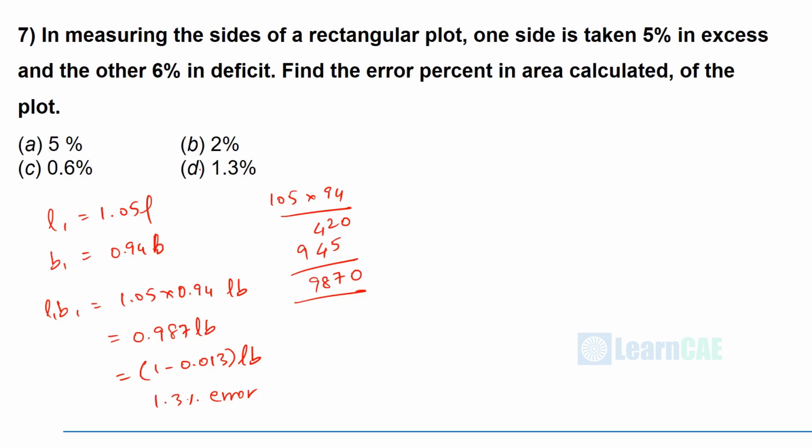The answer is D. Answer is D. Okay. You can check with the other formula also. Now we shall go to the next problem.